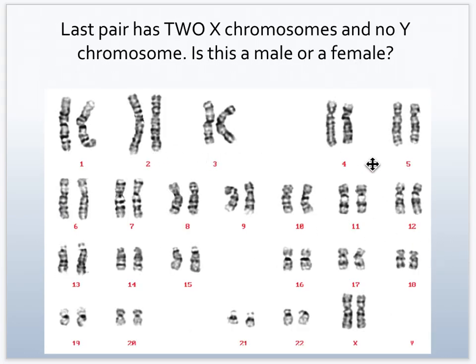If you looked at this karyotype of DNA, you can go along here and they're all matched up. And then we get all the way to the 23rd pair, and there's no Y. Both the X's match. There's two X's and they match. So this is going to be a female.